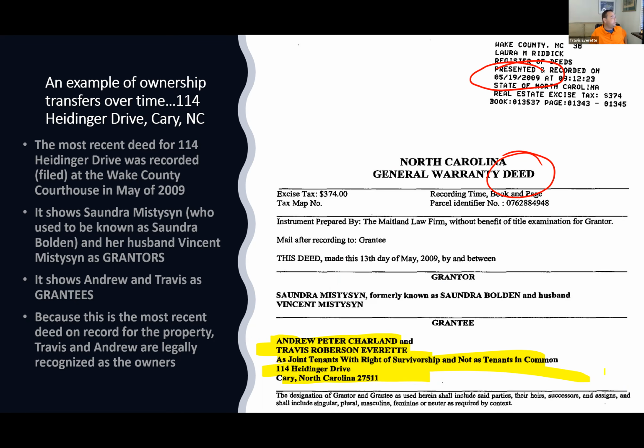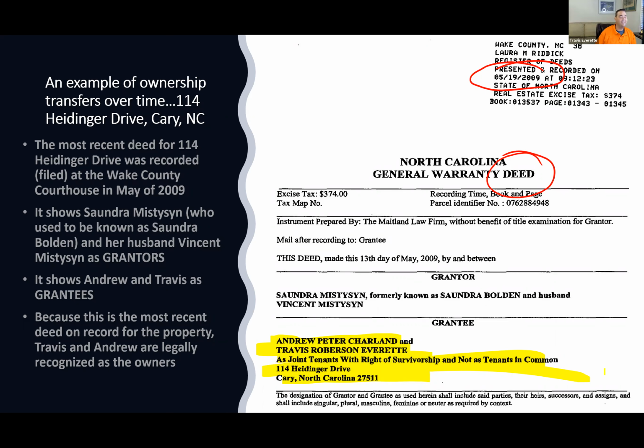Does everybody understand what you're looking at when you look at this document right here? Now, here's the real question I have for you. How do we know that Sandra and Vincent were the owners of the property? Because they signed it. Well, that just says they said they were the owners. They're the grantor on this deed, but what should they be on the previous deed? Grantee.